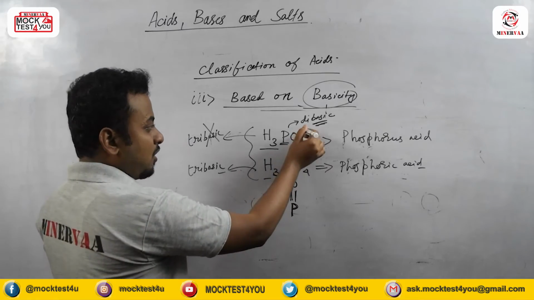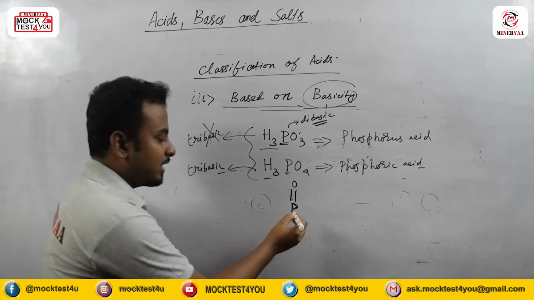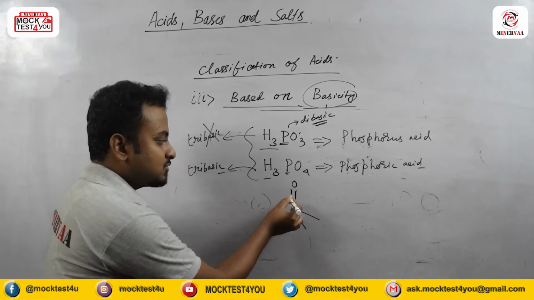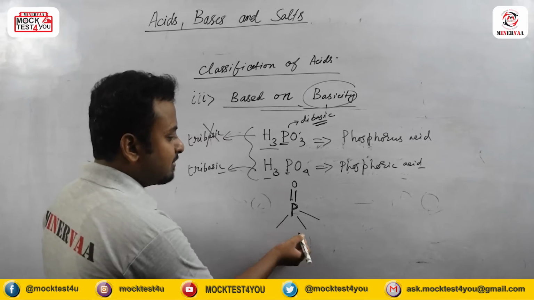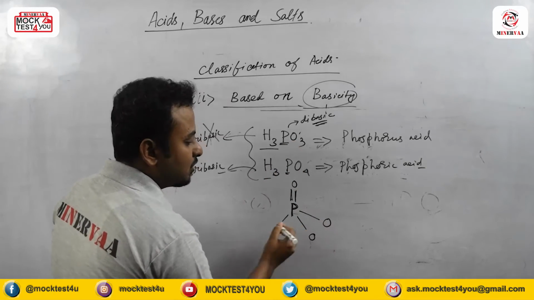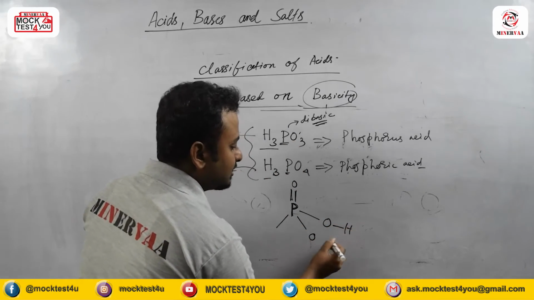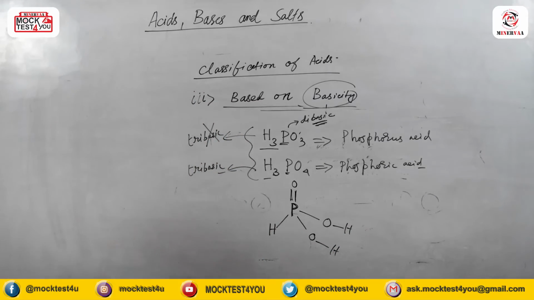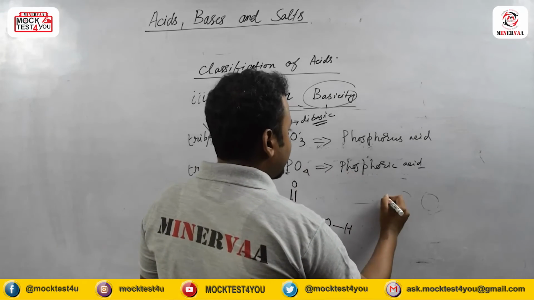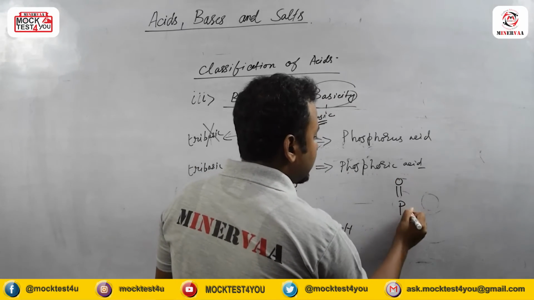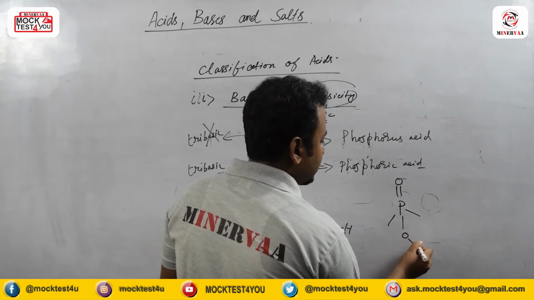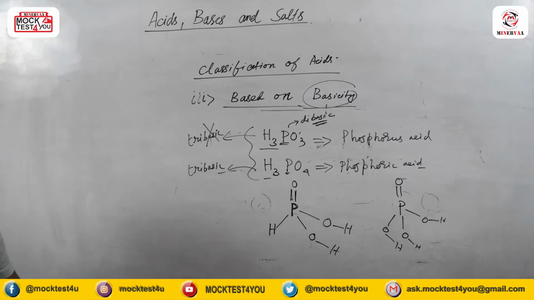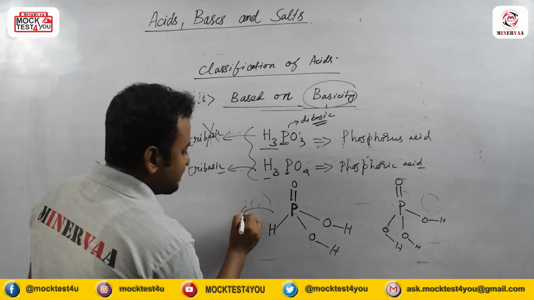Okay, so 1 O is already gone. So 2 other O are present, so 5 bonds will be there, right? Because phosphorus is pentavalent, so 5 bonds will be there and 2 O's are left. Okay, so 1 H will come with this O and another H will come with this O and the other H will be here, right? What will be the structure of phosphoric acid? It will be like this. Okay, so this is a dibasic acid.